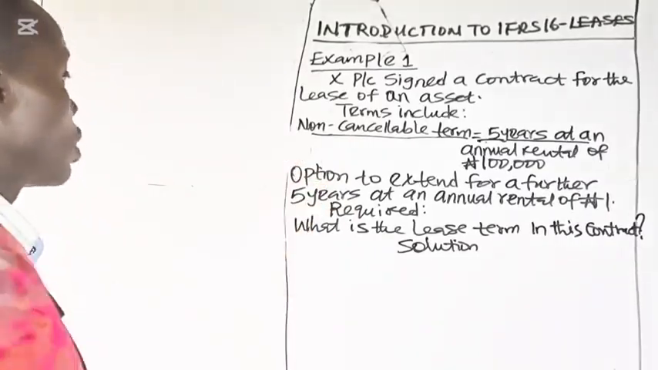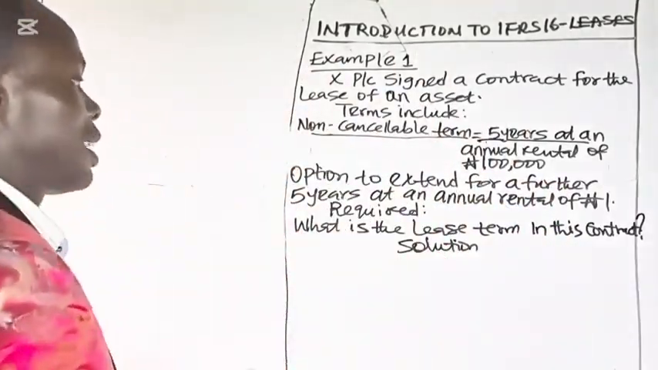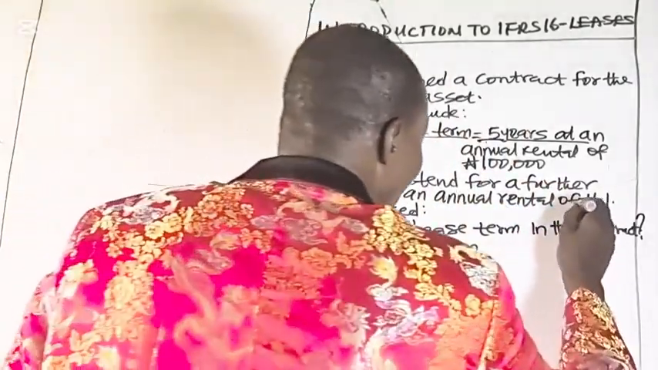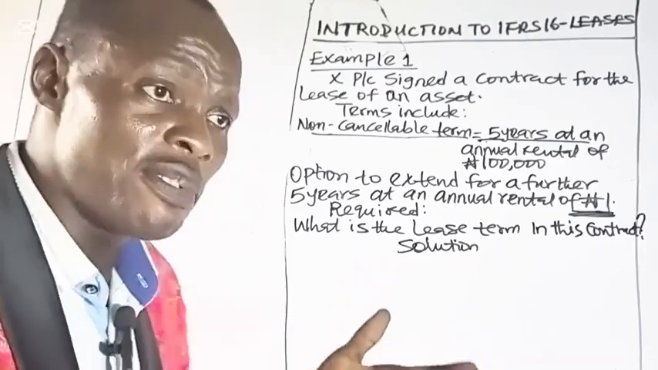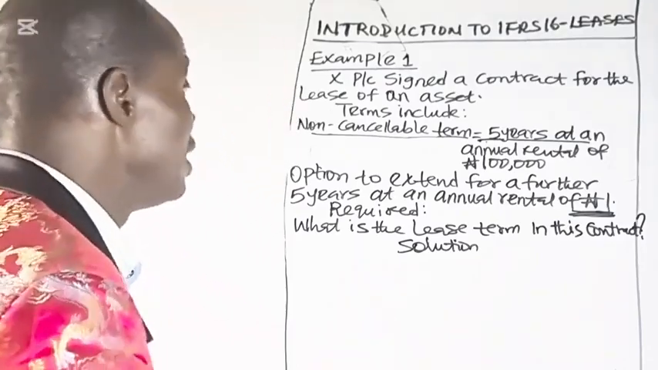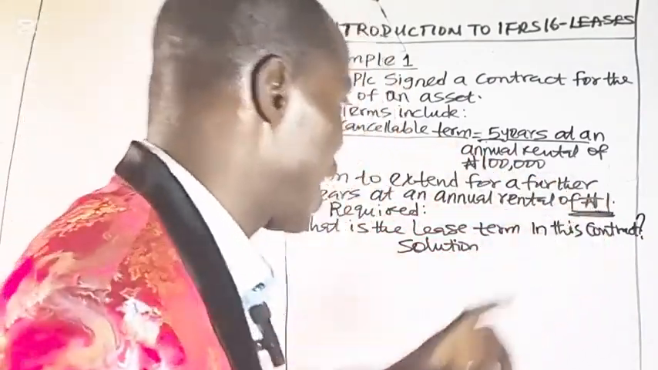Now, let's look at this question. Option to extend for a further 5 years at an annual rental of 1 naira. This rental is very small. The rental is very infinitesimal. That means it is highly probable that the option will be exercised.